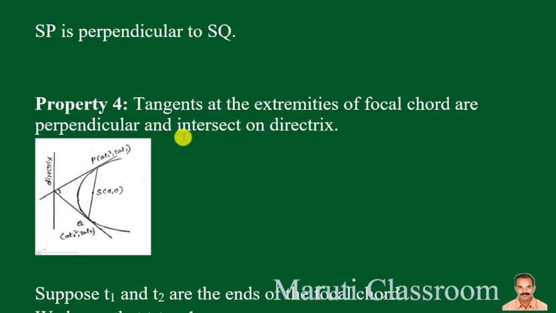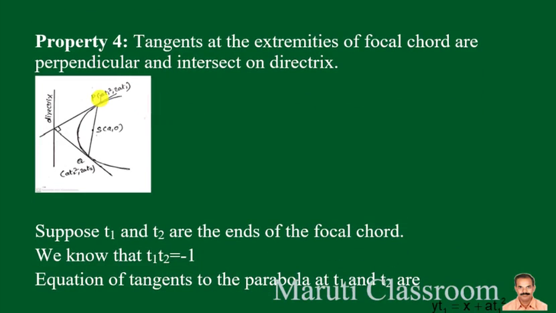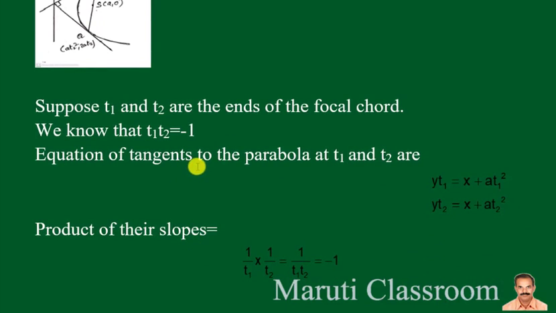Now the next property: tangents at the extremities of a focal chord of the parabola are perpendicular and intersect on the directrix. Suppose t1, t2 are the ends of the focal chord. We know, as I told you in the previous video, if t1, t2 are the ends of the focal chord, then t1 t2 equals minus 1, and the equations of the tangents to the parabola at t1 and t2 are yt1 equal to x plus at1 square, yt2 equal to x plus at2 square. For the slope, if you divide by t1, it will convert into the form y equal to mx plus c. In place of m, we will get 1 by t1.